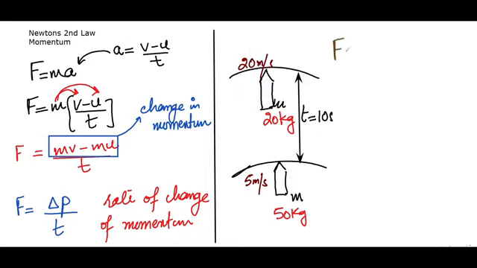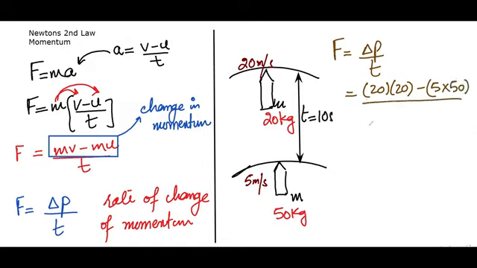So let's put F is equal to change in momentum divided by the time taken for the process, right? So what's my final momentum? That is the final velocity multiplied by the final mass. That would be 20 into 20, minus my initial velocity and initial mass, that would be 5 multiplied by 50, divided by the total time for the process, that is time t, 10 seconds.